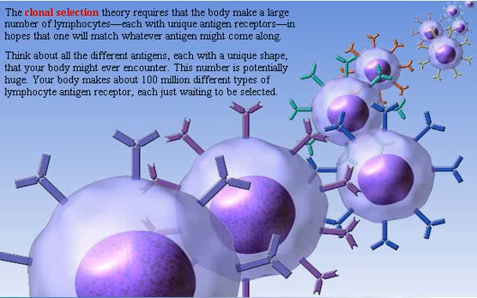Think about all the different antigens, each with a unique shape, that your body might ever encounter. This number is potentially huge. In fact, your body makes about 100 million different types of lymphocyte antigen receptor, each just waiting to be selected.